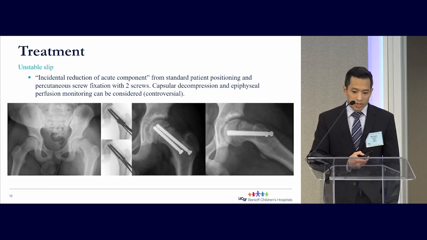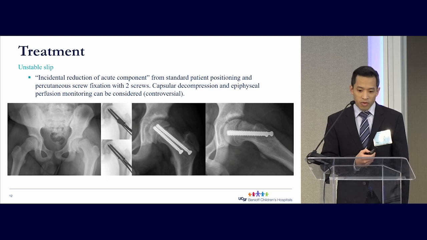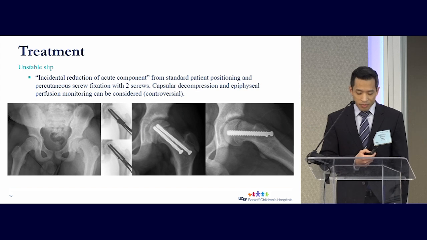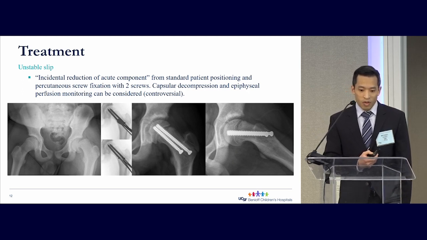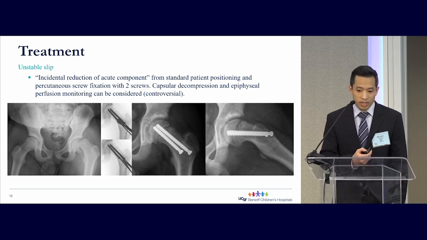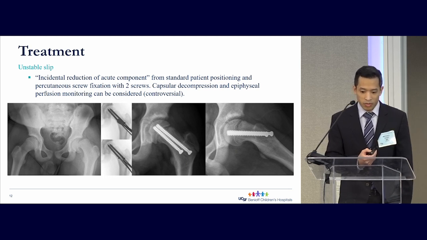For unstable slips, treatment is a bit more controversial. Traditional treatment has been incidental or inadvertent reduction of the acute component of the slip, just from standard patient positioning, followed by percutaneous screws using 2 screws. Capsular decompression has been described to decrease the pressure on the lateral epiphyseal ascending vessels that feed the femoral head to decrease the risk of AVN, as well as epiphyseal perfusion monitoring using the ICP monitor can be considered, but again is somewhat controversial.